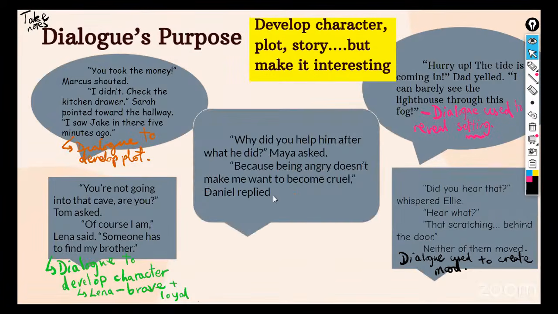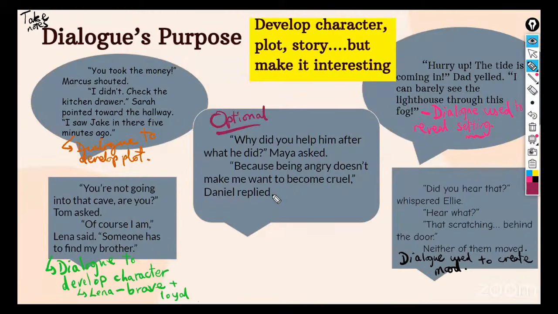Okay, last one here. "Why did you help him after what he did?" Maya asked. This last one is optional to take down. I'll make it optional to take down, right? But if you are a literature student, then this is one of the ones that probably just gives you stress when you're studying a story. "Why did you help him after what he did?" Maya asked. "Because being angry doesn't make me want to become cruel," Daniel replied.